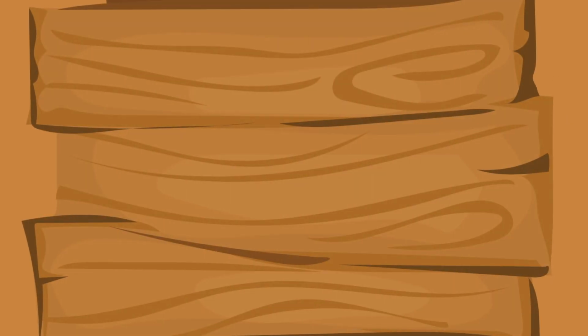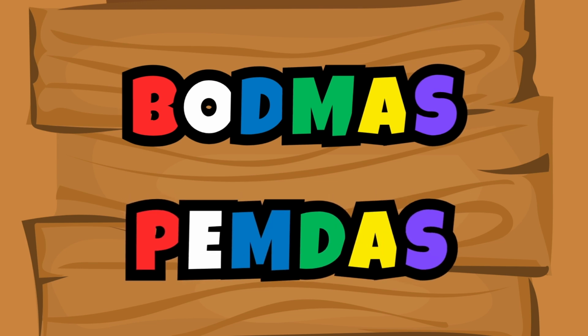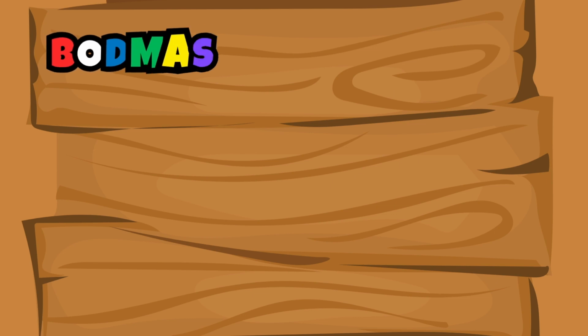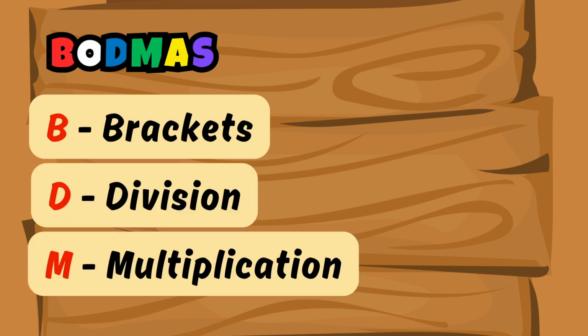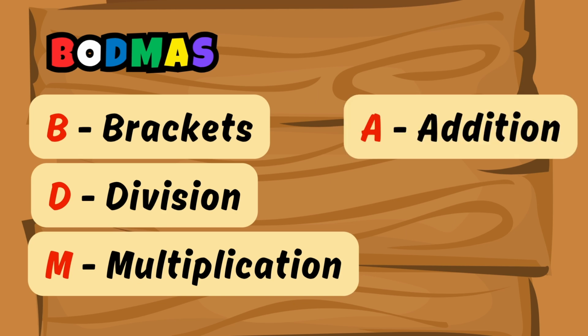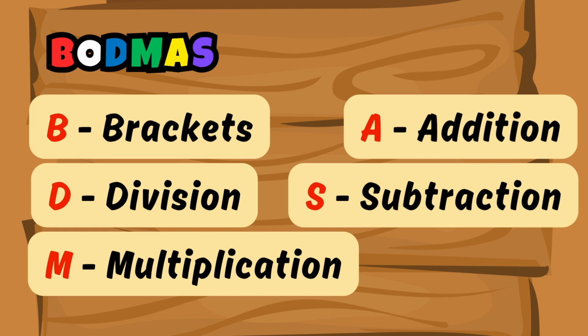We covered BODMAS and PEMDAS in the earlier 2 questions. BODMAS and PEMDAS are mnemonics. Now let's break them down and see what they stand for. In BODMAS, each letter stands for an operation, and these operations are conducted in the order of BODMAS. So brackets are completed first in any equation, followed by division and multiplication in the order of left to right, followed by addition and subtraction also in the order of left to right.